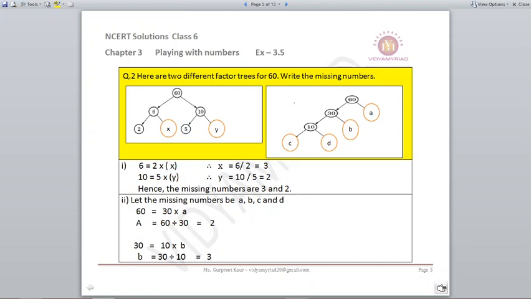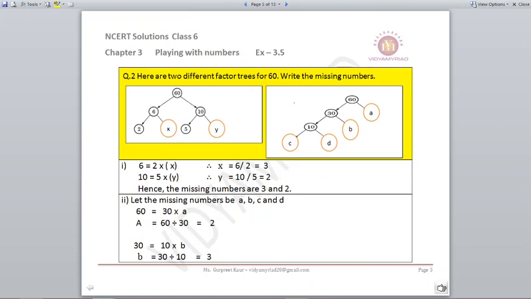Same way, we got 10 and we have one factor 5. So what will be the other number? 2. 5 2s are 10. Second part, 60 is made up of 30 and dash. So if I divide 60 by 30, I get 2. So 30 2s is 60.